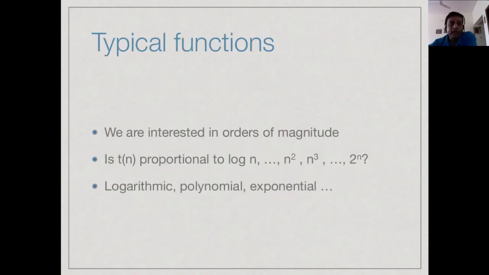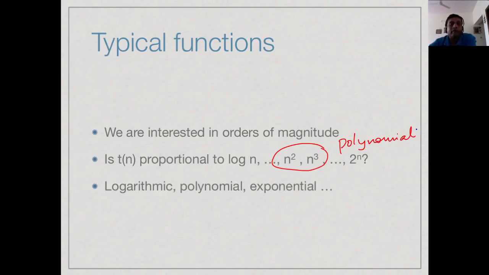So since we are only interested in orders of magnitude, we can broadly classify functions in terms of what kind of functions they look like. So we could have functions which are proportional to log n, functions which are proportional to n, n square, n cube, n to the k. Any n to the fixed k is a polynomial. So we can call all these functions polynomial, so these are polynomial complexity.